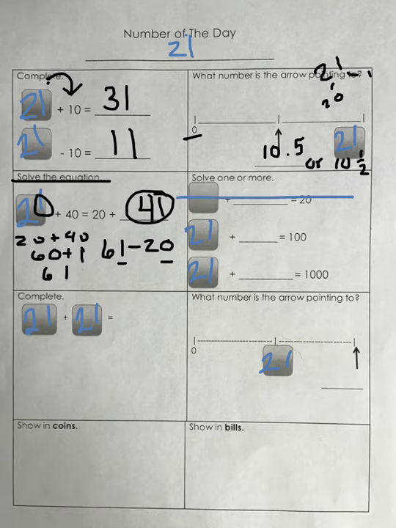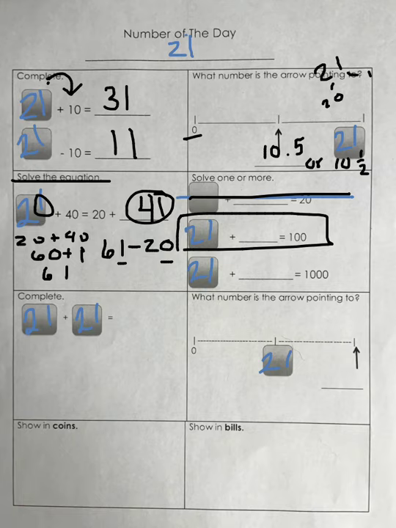All right, so we're going over to the next box. Solve one or more of these equations. So in this case, I crossed out number of the day plus blank equals 20 because my number is more than 20, and we are not working with negative numbers at this time. If I look at the next one, 21 plus blank equals 100, this would probably be the easiest or the most reasonable one to do with this number. So again, I can think of it in terms of tens. I can think of it as using a number line, and I can count up.